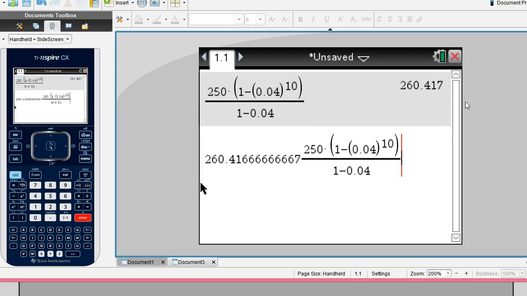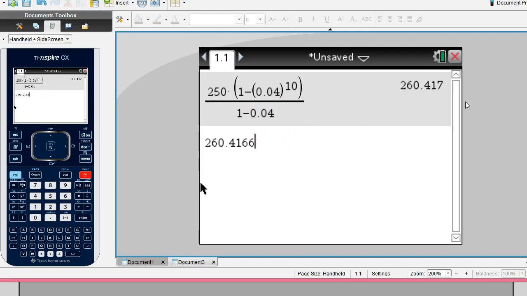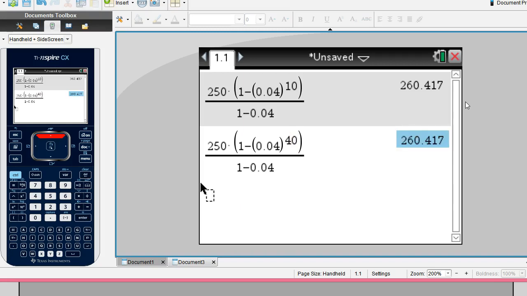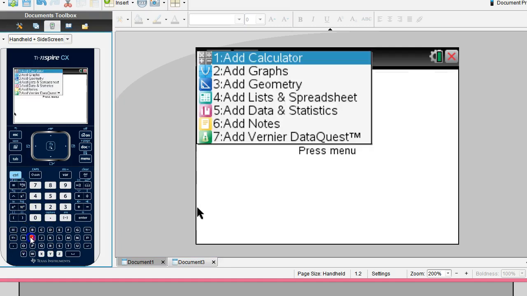And let's see what happens when I change it from the 10th term to the 40th term. And all I have to do is copy and paste and then change the 10 to a 40. And I get roughly the same number, which lets us know that it seems to balance out around 260.417, around that much. So they're pretty much very close values. I'm sure if my calculator could be more specific, I would have more significant digits. But anyway, it's around 260.417.